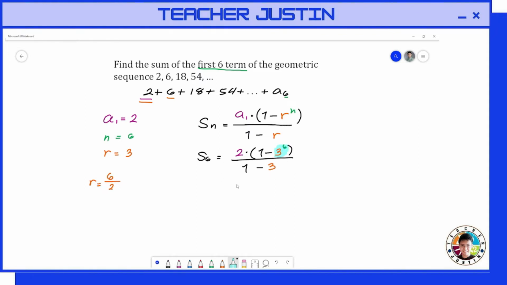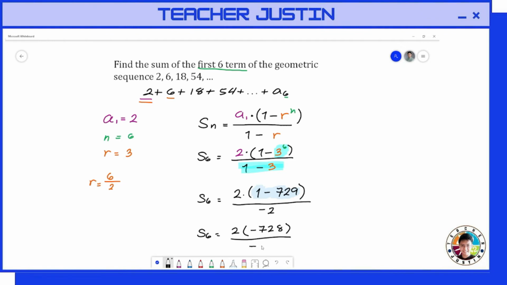Then let's simplify using the order of operations. Let's get the value of 3 raised to 6. It will be 729. Then 1 minus 3 will be equal to negative 2. Let's simplify the 1 inside the parenthesis. 1 minus 729 will be negative 728. Let's divide. Negative divided by negative will be positive, and 2 divided by 2 will be equal to 1. And 1 times 728 will give us the sum, which is 728. So the sum of our first 6 terms of this geometric sequence will be 728.